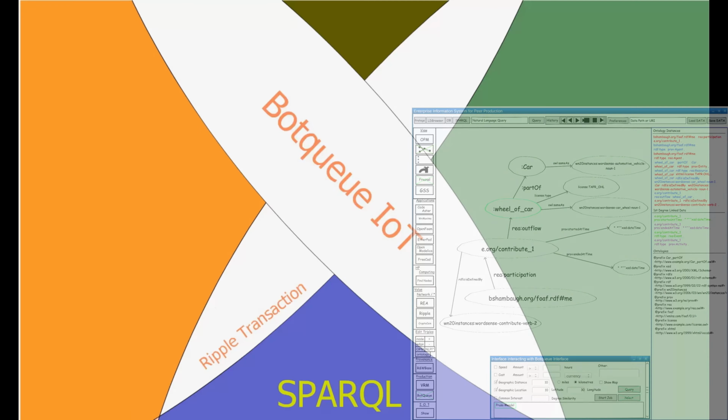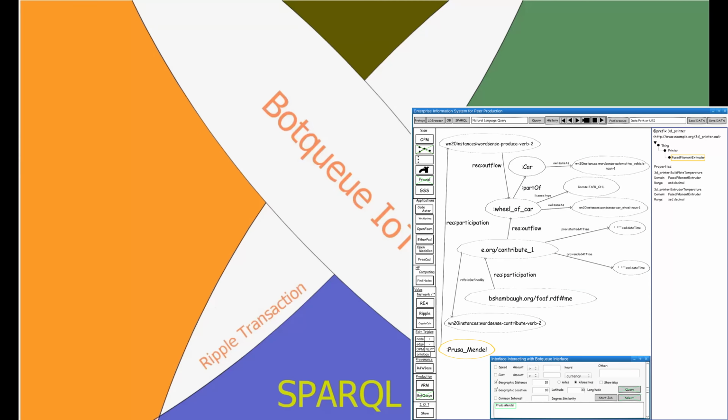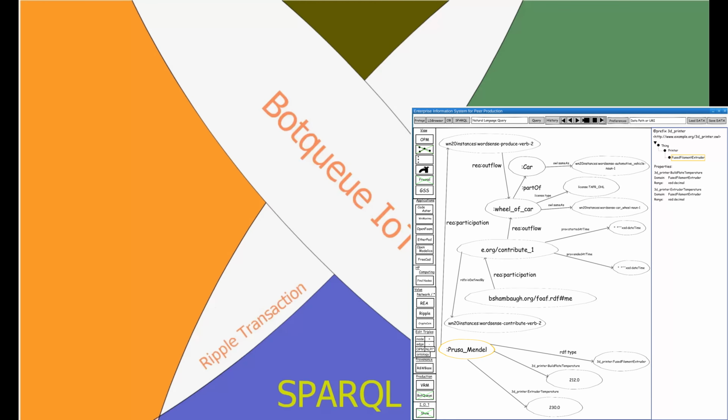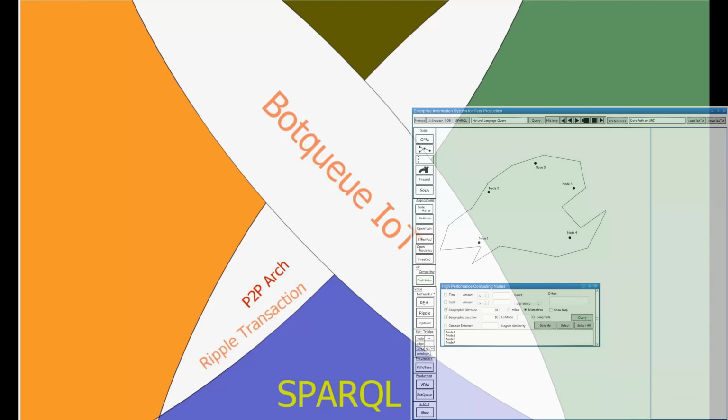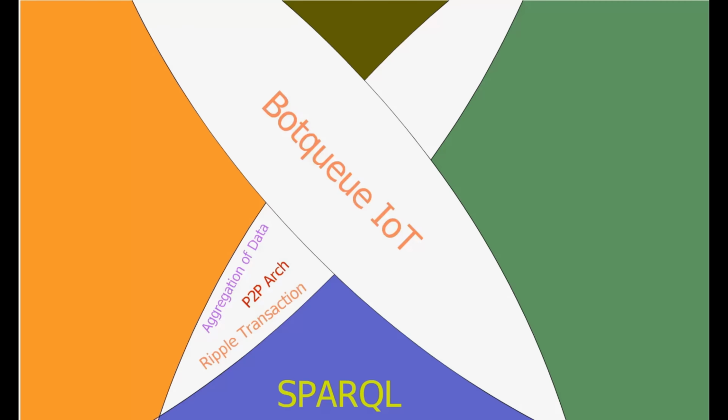BotQ IoT is a means to achieve distributed production. It falls in the user interface, data layer, real-world production, and perhaps transport layer categories. P2P Arc offers distributed compute power for applications to develop product and offer services. Aggregation of data describes the algorithms that get data where it is needed to be consumed in a timely manner.